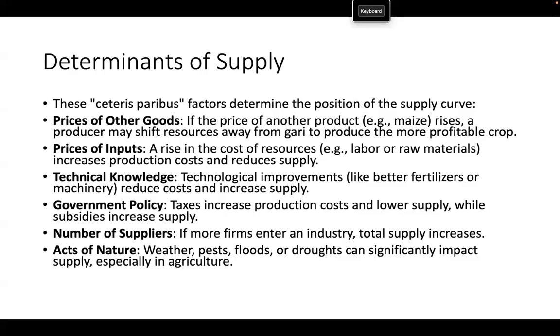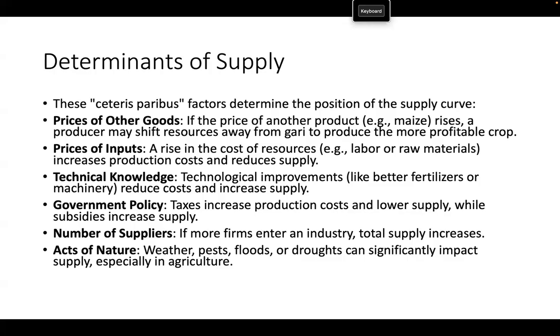Also, government policy. Taxes increase production cost. When government imposes taxes on a product, the cost of that product increases. Therefore, the producers will produce less of that product. And when government subsidizes a product, it will increase the production of that product. So suppliers will be willing to supply more to the market because the government has subsidized their cost of production.